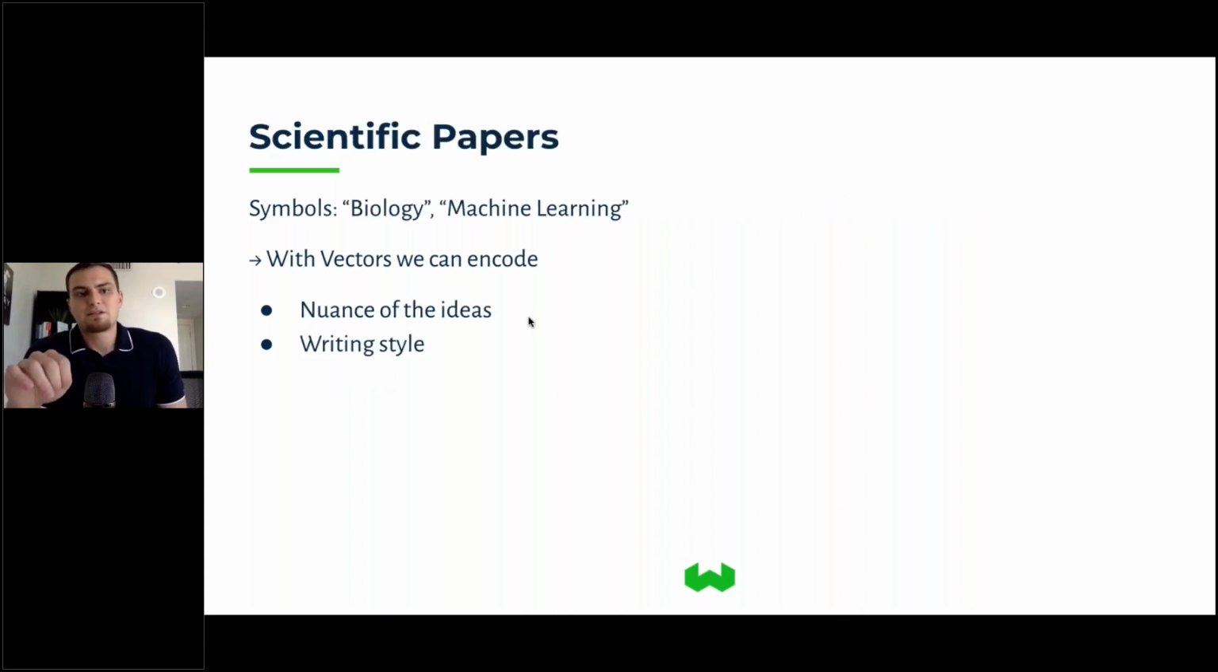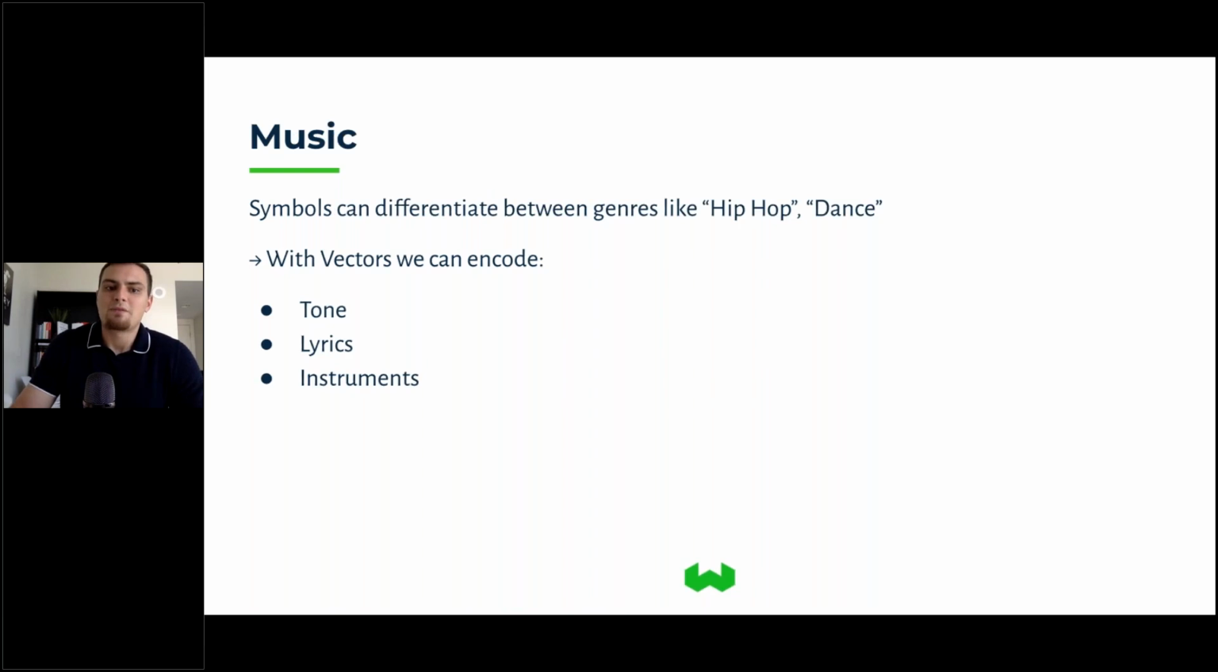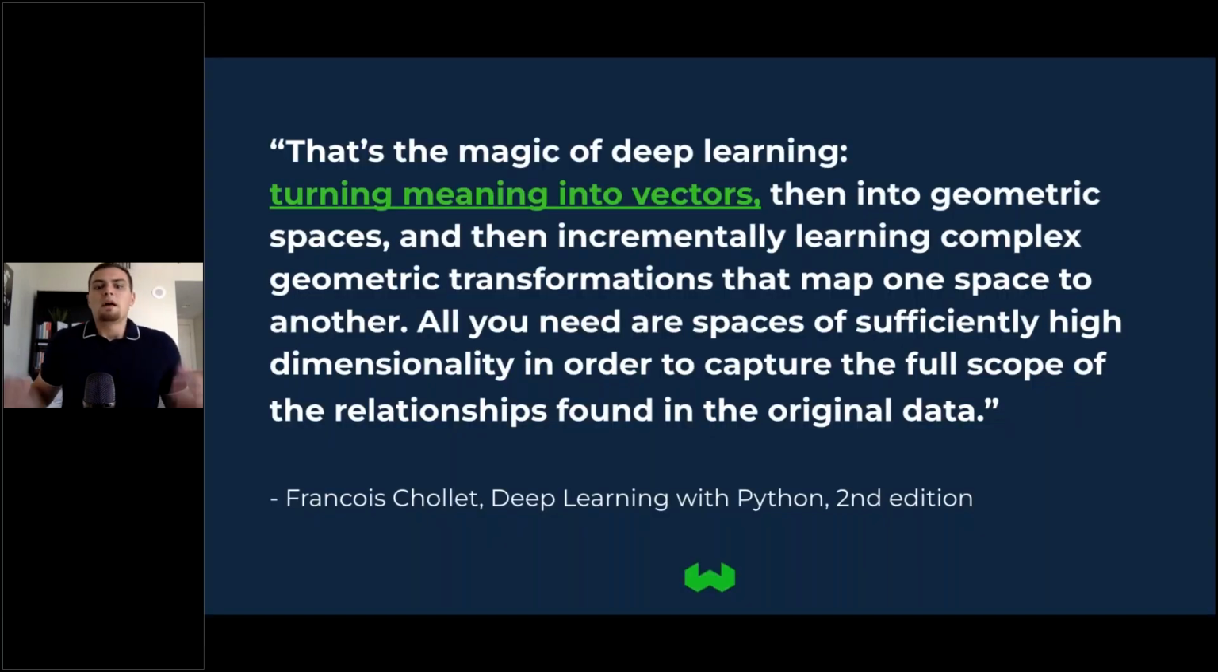And then a really interesting idea is scientific papers, again, symbols, biology, machine learning, but with vectors, we can really encode the nuance of the ideas by putting the raw text in the scientific paper into these vector embedding spaces. And then finally, music, again, same idea, and that's the big idea. So let me end this section with a quote that I think really summarizes this idea well.